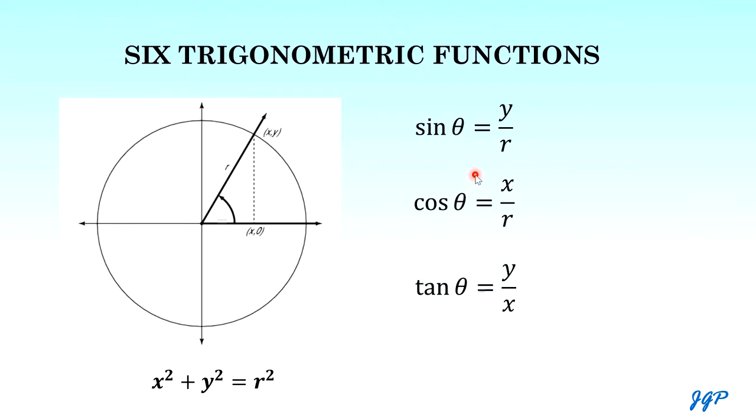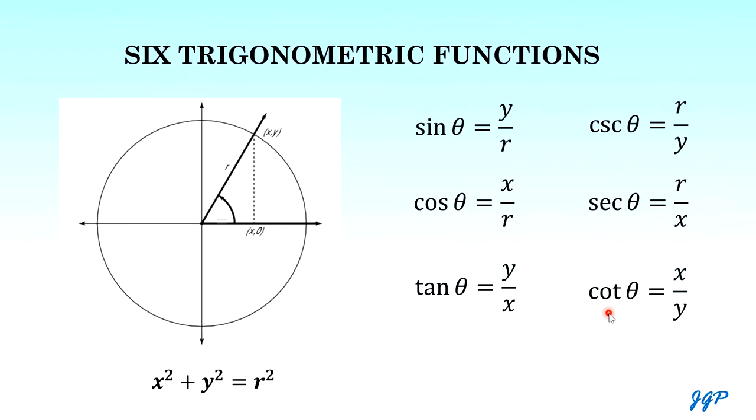So let's have the reciprocal of sine theta, and that is cosecant theta. That is equal to r over y. For the reciprocal of cosine theta, we have secant theta, and that is equal to r over x. For the reciprocal of tangent theta, we have cotangent theta, and that is equal to x over y. And take note that no denominator may equal 0.